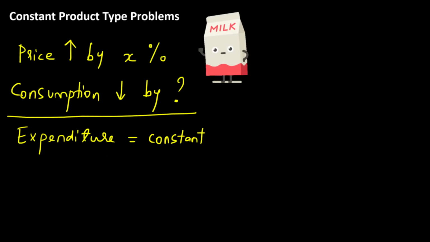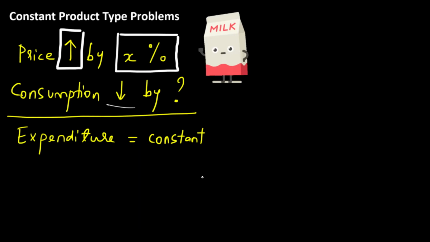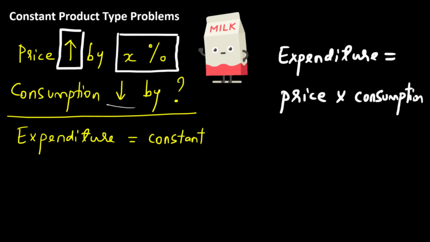Now over here you can note that the price increased by X percentage, right? And therefore the consumption has to be decreased by some percentage. Why is that so? Because the expenditure is equal to the price into consumption, right? For example, if the price of a packet of milk is $1 and if they used to consume 5 packets, that's a total of $5. Now if the price goes up to $2, they can only consume 2.5 packets, right? So 2 into 2.5 is also 5, and 1 into 5 is also 5. Alright, so that's what we mean with this type of questions.